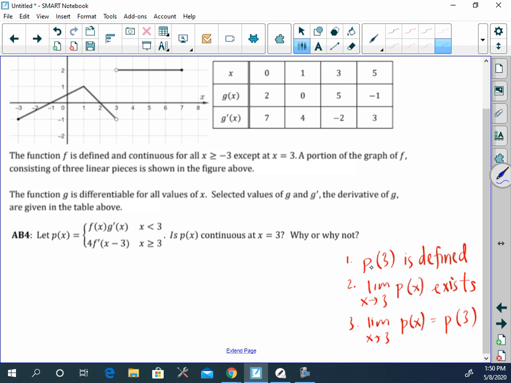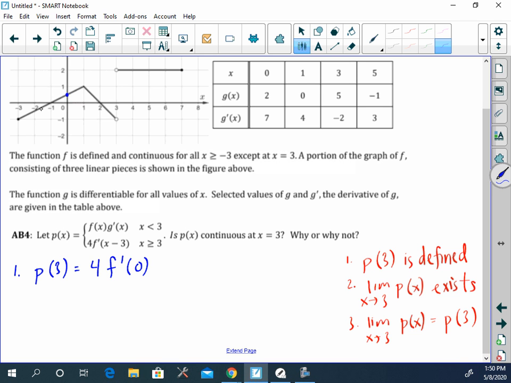and then we're going to try to prove whether this is continuous or not at 3. So the first thing is to find if P of 3 is defined. So that's what I'm going to do first. To find P of 3, we're just plugging 3 in the equation. And if we're plugging 3 in the equation, we would be using this one when x is equal to 3. So we're going to use the 4 f prime, and if we plug 3 in for the x, we would get 0. And to find f prime of 0, we're using the graph of f, and f prime would be the slope. So the slope at 0 here.